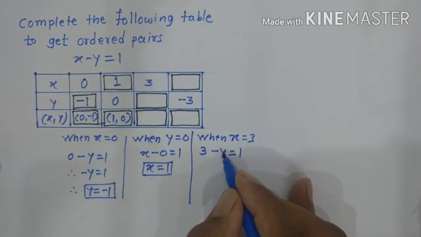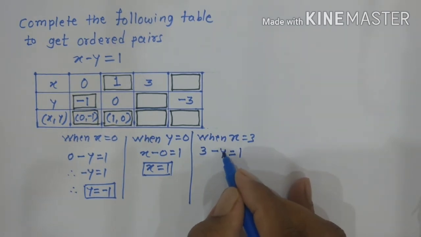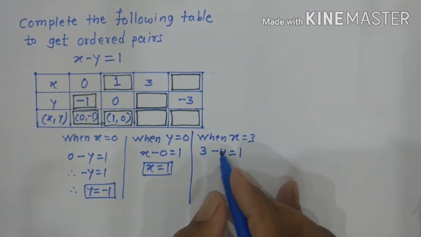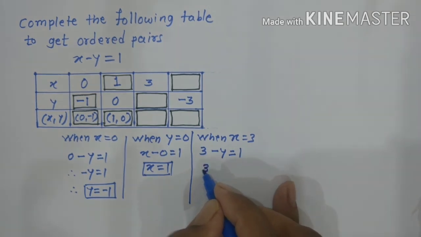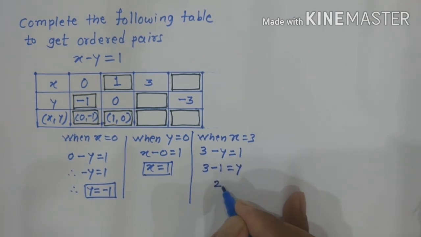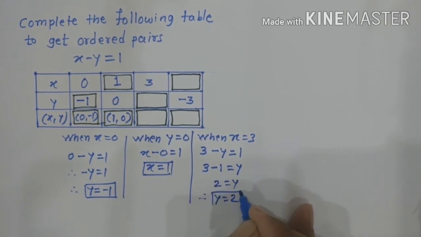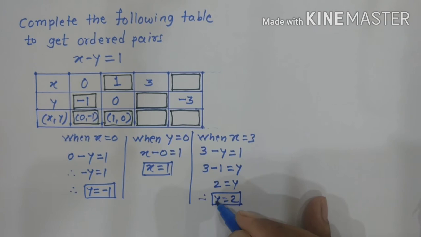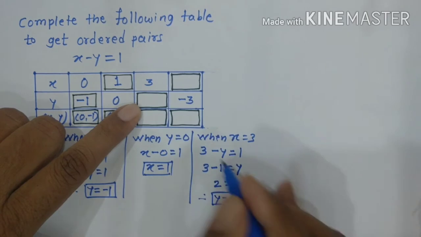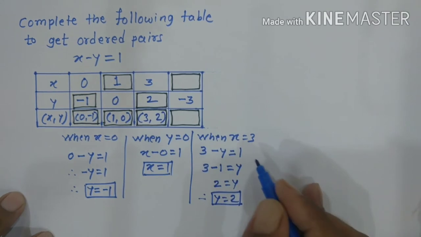Now transpose minus y to the right side and 1 to the left side. Therefore, minus y becomes plus y and 1 becomes minus 1. The equation can be written as 3 minus 1 equal to y. 3 minus 1 gives us 2 equal to y. Therefore, y is equal to 2. Write this value of y in the given box in the fourth column. Therefore, the solution is 3 and 2.